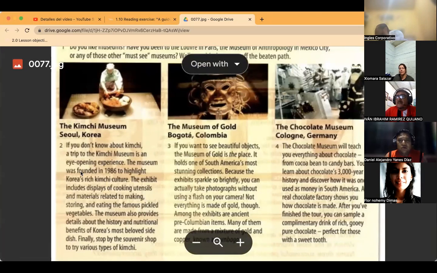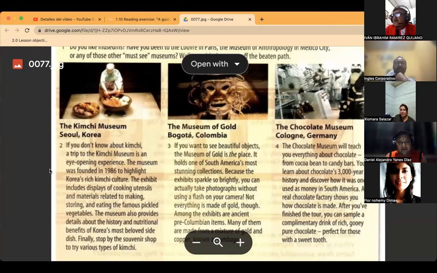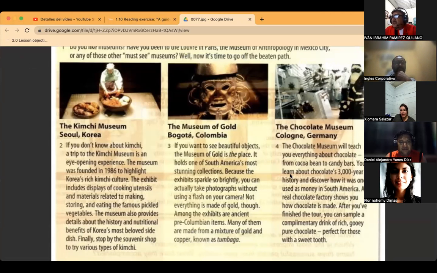Okay, number 1. The Kimchi Museum, Seoul, Korea. If you don't know about kimchi, a trip to the Kimchi Museum is an eye-opening experience. The museum was founded in 1986 to highlight Korea's rich kimchi culture. The exhibit includes displays of cooking utensils and materials related to making, storing, and eating the famous pickled vegetables. The museum also provides details about the history and nutritional benefits of Korea's most beloved side dish. Finally, a stop by the souvenir shop to try various types of kimchi.